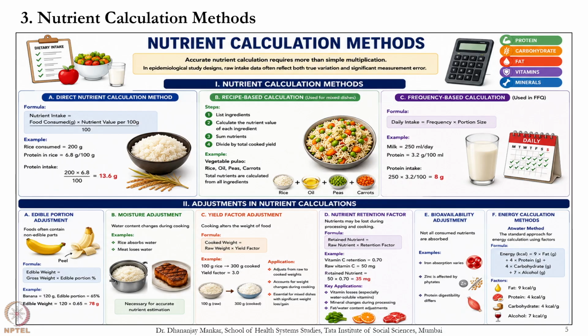There are also energy calculation methods, where fat is 9 calories per gram, protein is 4 calories per gram, carbohydrate is 4 calories per gram and alcohol is 7 calories per gram.